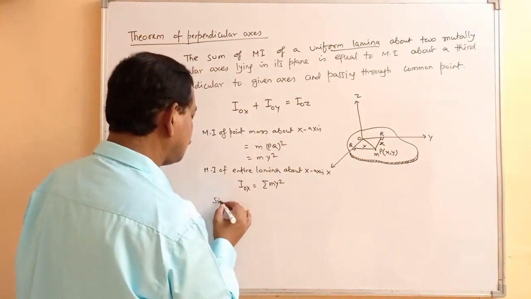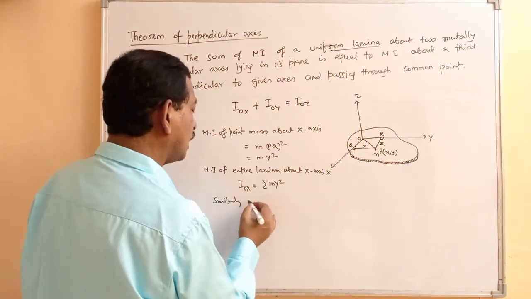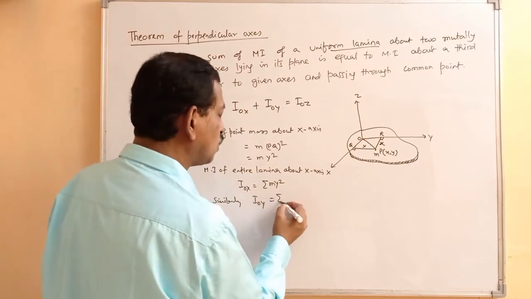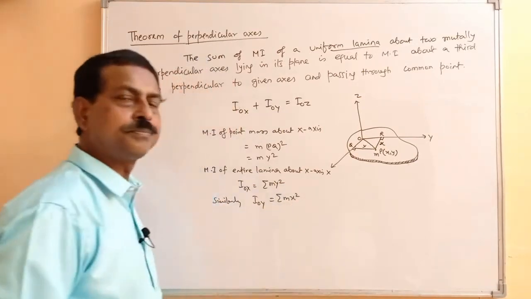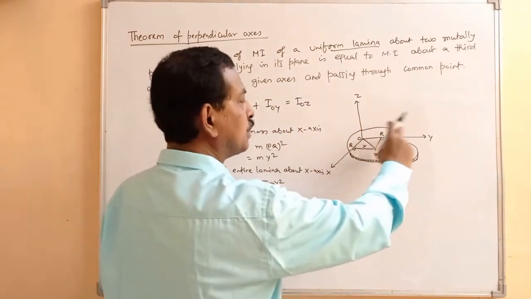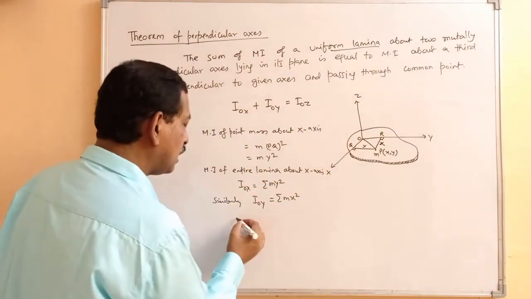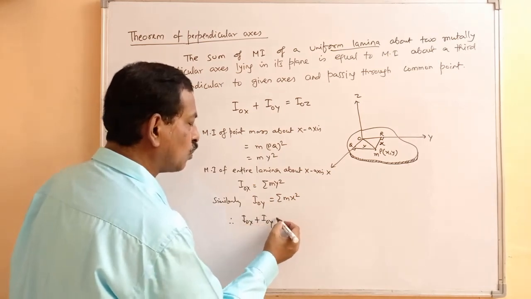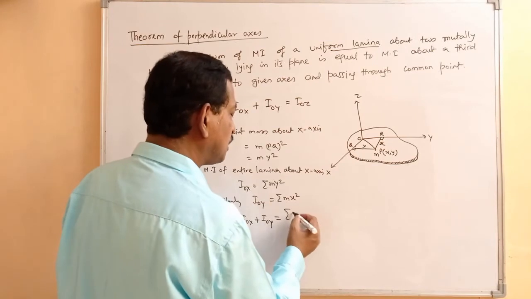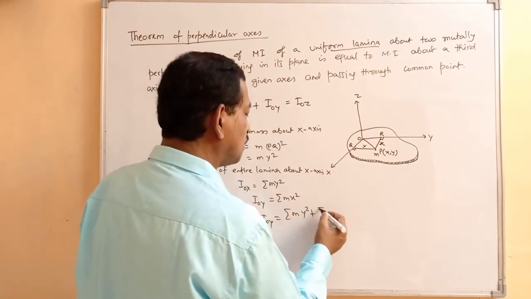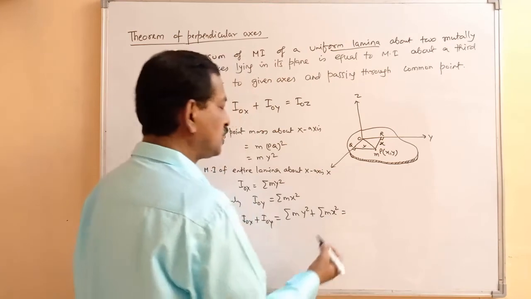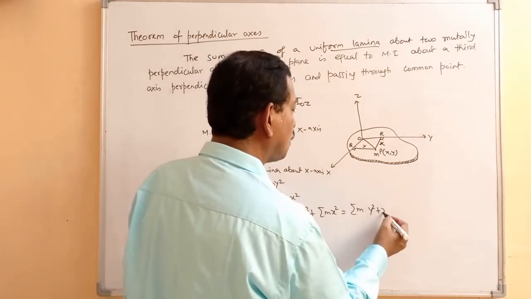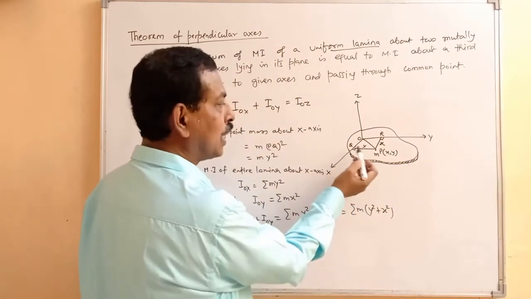Similarly, moment of inertia of the body about the y-axis, this will be how much? It will be summation m x square, because this x is the perpendicular distance from the y-axis. Therefore, if you take the sum, moment of inertia about the x-axis and moment of inertia about the y-axis, this will be your summation m y square plus summation m x square. And this will be equal to how much? Summation m we can take outside. This is now y square plus x square. How much is this y square plus x square?